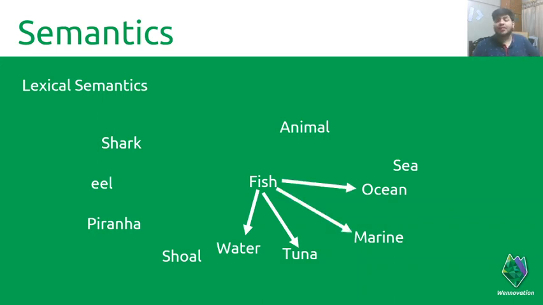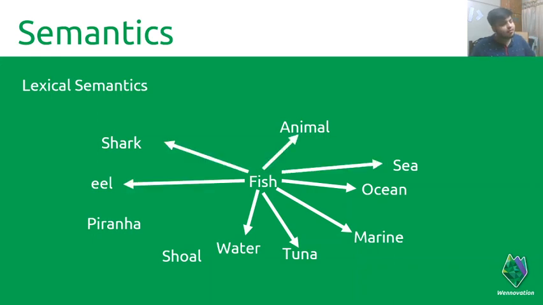So you can see that each and every single word has a different meaning, and the way they're associated with each other tells a completely different story of how a particular word might be associated with a particular sentence, or another word. So a fish might be an animal, a shark, an eel, a piranha, or a shoal. So there are numerous ways you can associate words with each other.